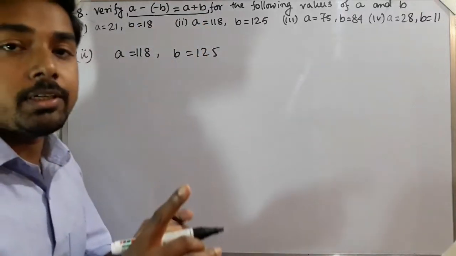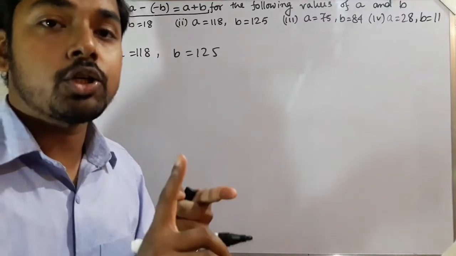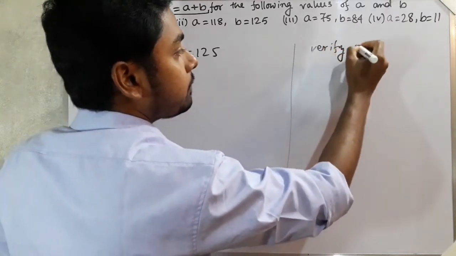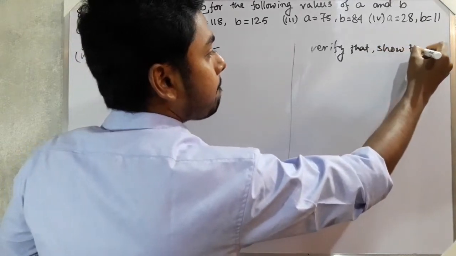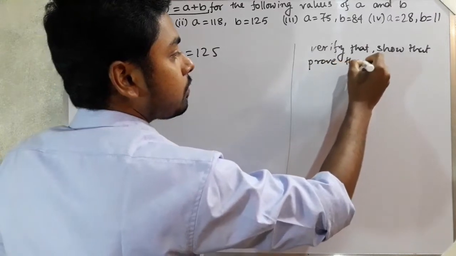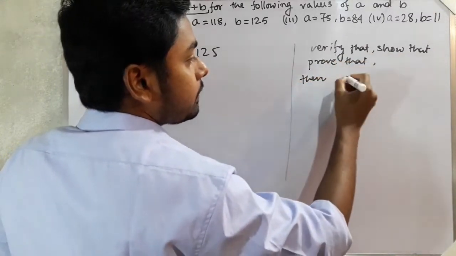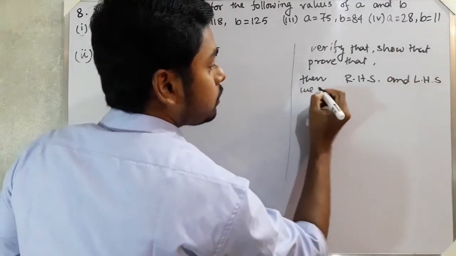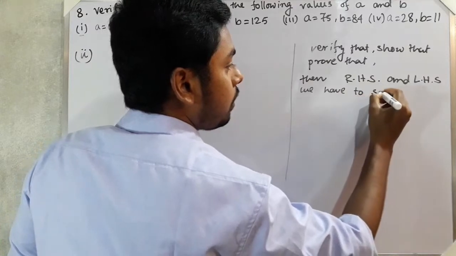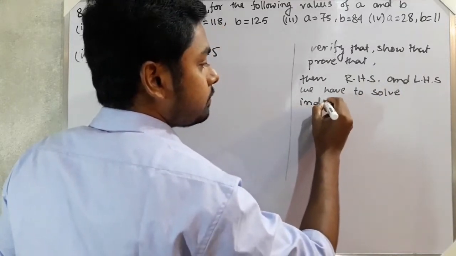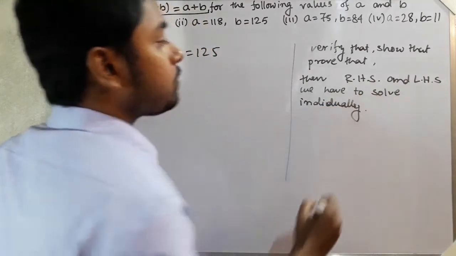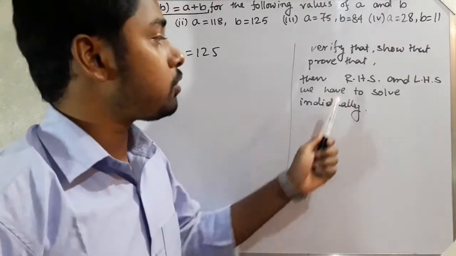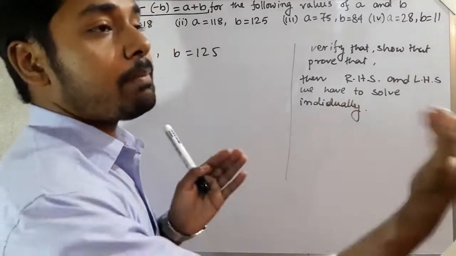and we have to verify this condition. Whenever we have this type of questions, verify that, show that, prove that, we have to solve the RHS and LHS individually. That means whenever the question says verify that, show that, prove that, at that time we have to solve the right hand side and left hand side individually, that means separately.